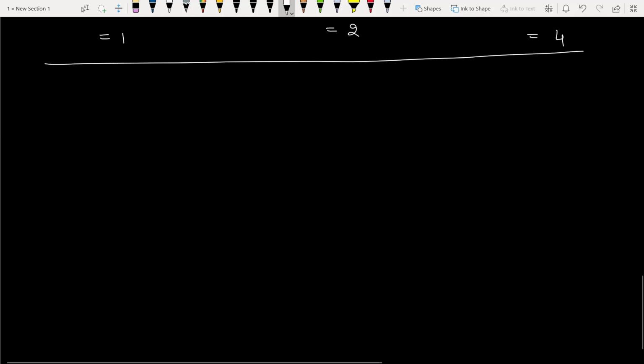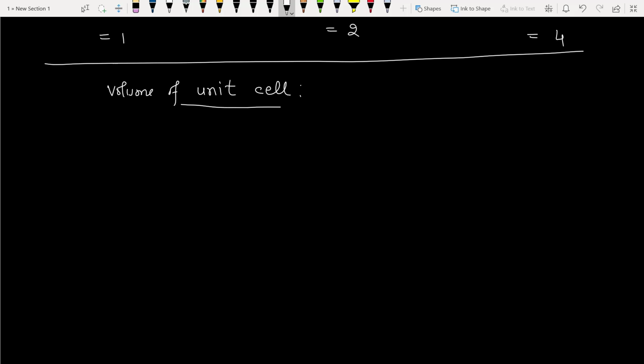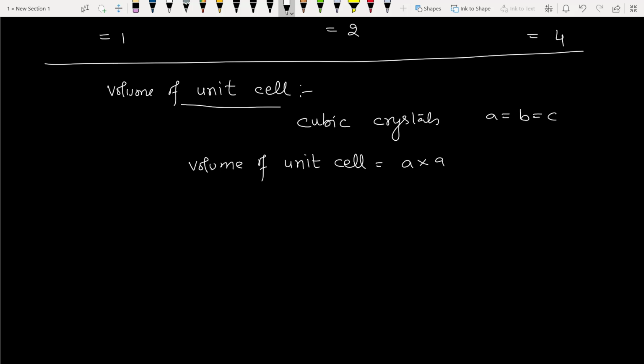Next, volume of the unit cell. This is very simple, because simple cubic, body centered cubic and face centered cubic are all cubic in nature, and for cubic crystals all the primitive cells are equal. So the volume of the unit cell will be length into breadth into height, and as all are equal, it will be a³.